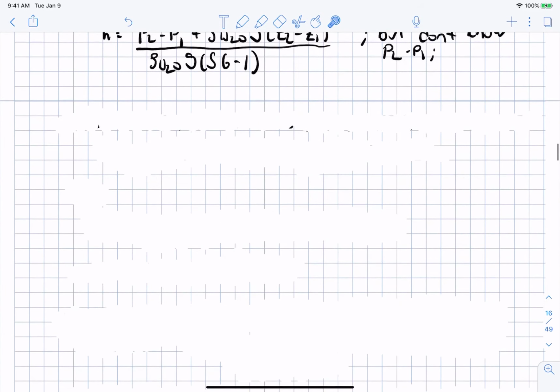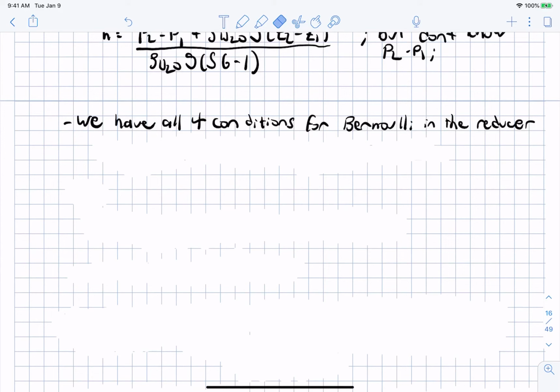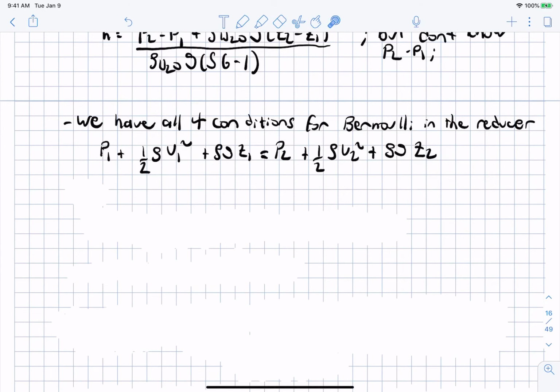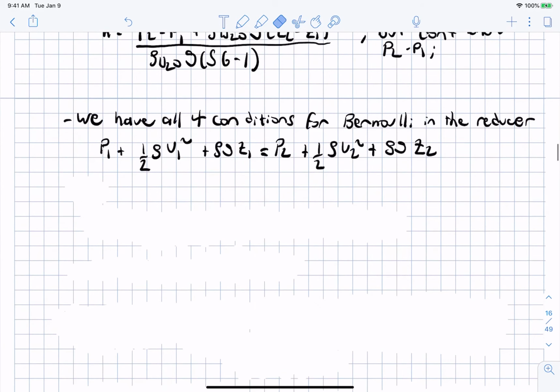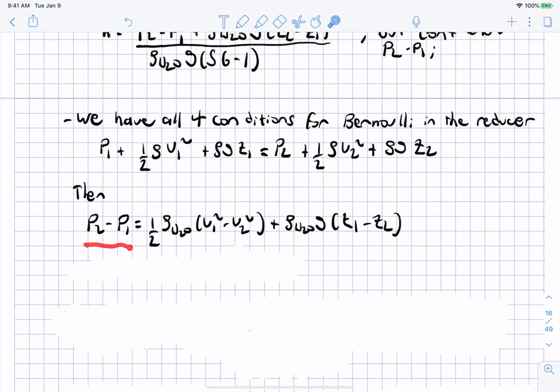And then with Bernoulli, we can find that pressure difference. Okay, so we have all 4 conditions required for Bernoulli. And so we just apply Bernoulli, that P1 plus 1/2 rho V1 squared plus rho g Z1 is equal to P2 plus 1/2 rho V2 squared plus rho g Z2. And we can solve for the pressure difference, which is right here. Okay. Then P2 minus P1 is equal to this expression here. And I'm just substituting in H2O because it is H2O flowing through that reducer.